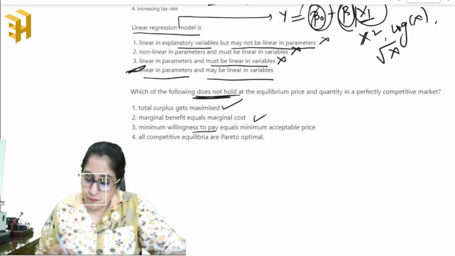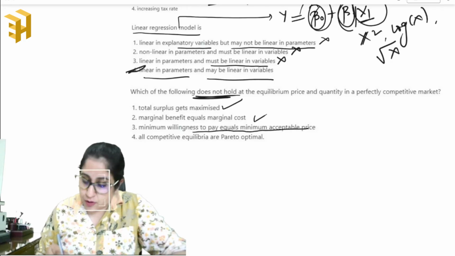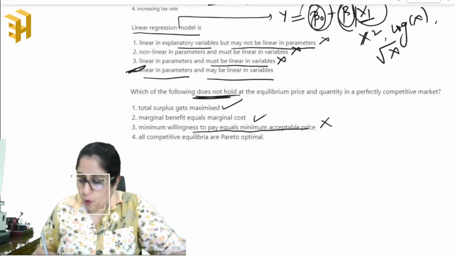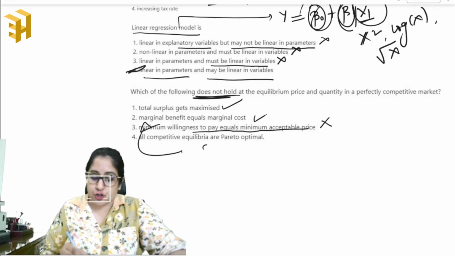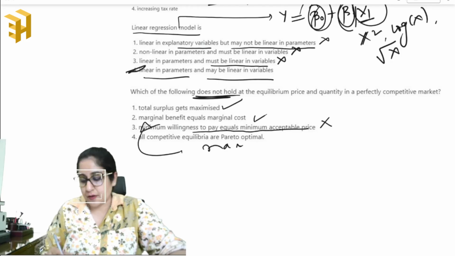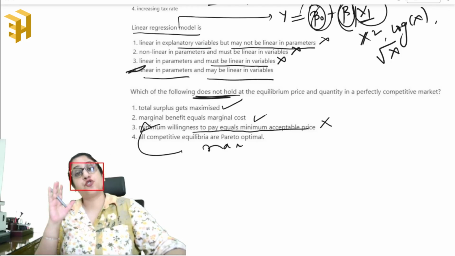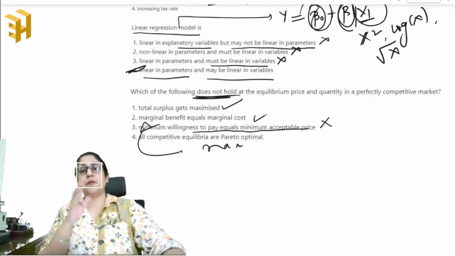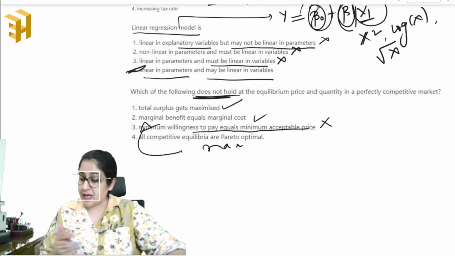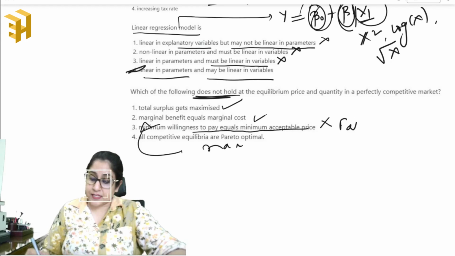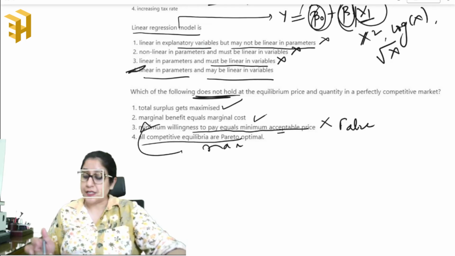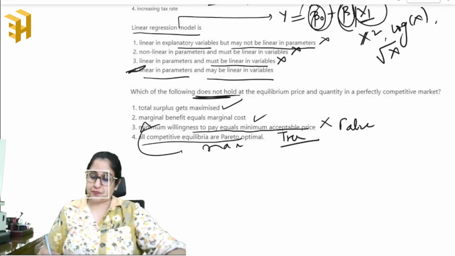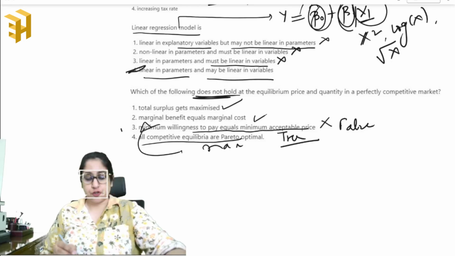Minimum willingness to pay equals minimum acceptable price. No, because instead of minimum, it should have been maximum. Maximum willingness to pay equals minimum acceptable price. Hence, this statement, the first statement, is false. All competitive equilibria are Pareto optimal? Yes, this is true. Okay, so the answer is 3.